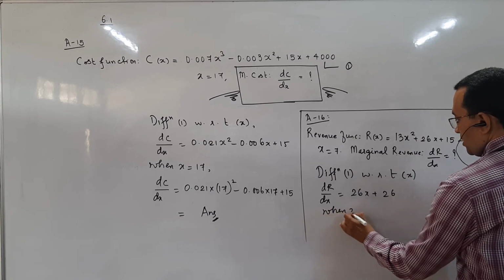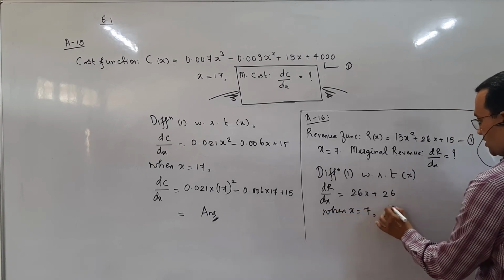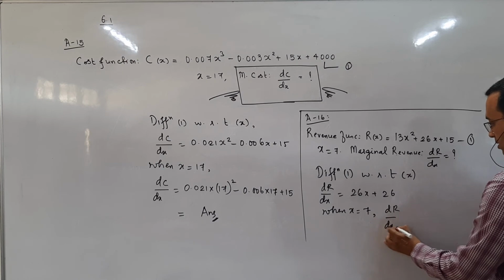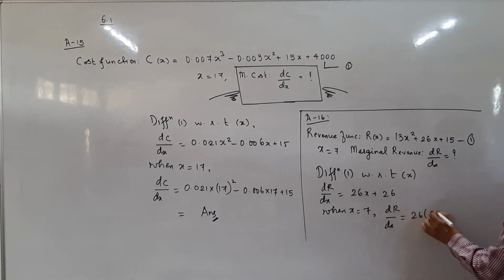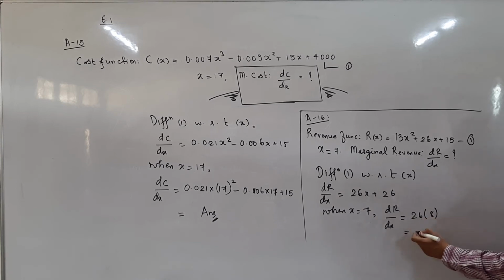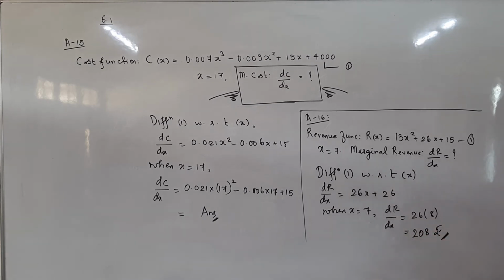When x is 7, marginal revenue dR by dx will be 26 into 8. 6 8s are 48, 16 and 4 is 20, so 208. This is your marginal revenue, students.